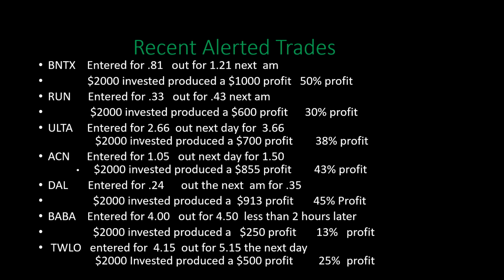And you can see these are down. Alta, we get in for 266, out for 366 overnight, $700 profit on a $2,000 investment. And on it goes. ACN $855 profit, Delta Airlines $913 profit, and BABA in for 4, out for 450, small profit. We did this in 2 hours, $250 profit, 13% gain. In Twilio, in at 415, out at 515 the next day. That was an overnight trade. Again, that was alerted out, $500 profit on that.